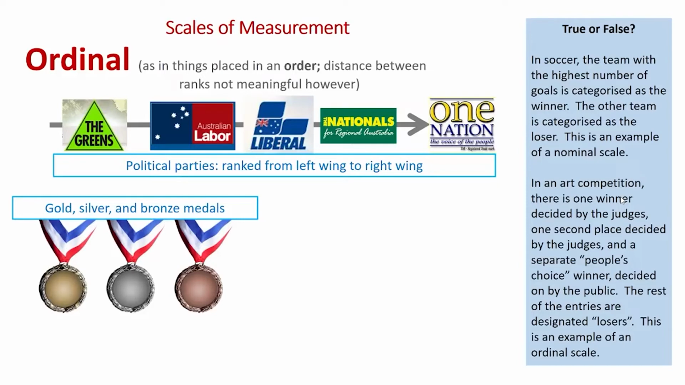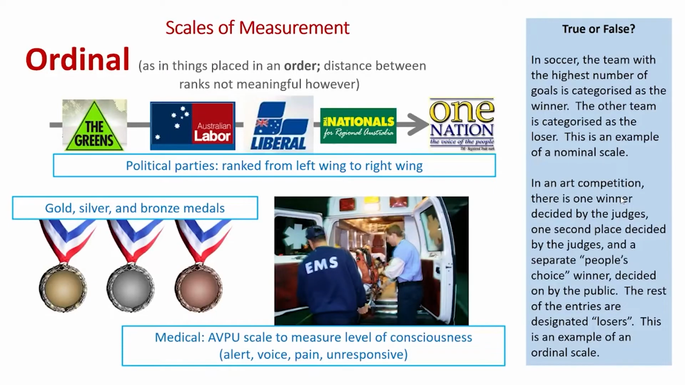So gold is always better than silver, which is always better than bronze, but we're saying nothing about the relative distance between them. So it's not the case that, say, gold is twice as good as silver, which is twice as good as bronze, or anything like that. Here's an example from clinical medicine.